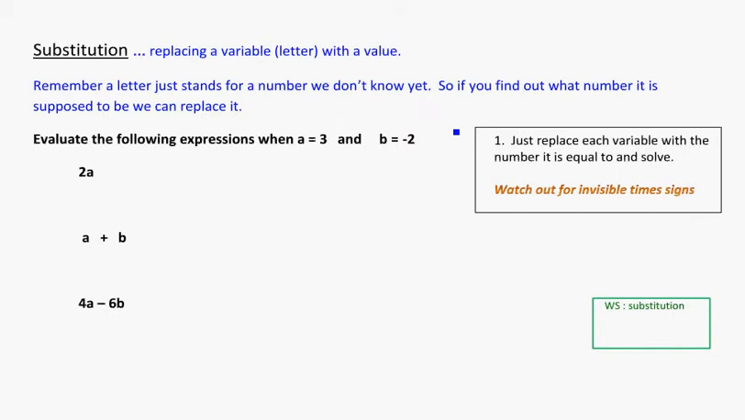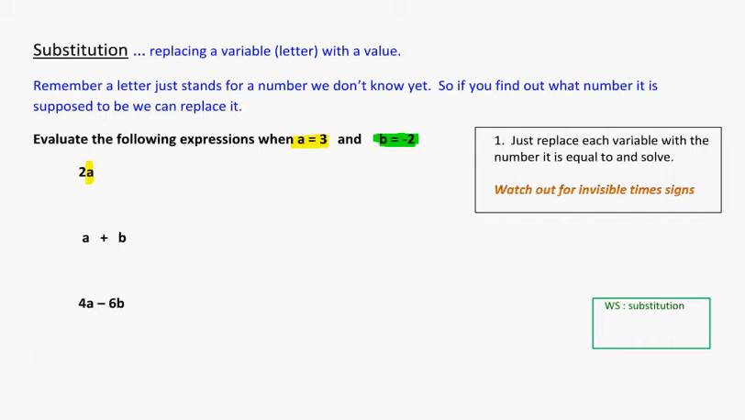So remember for algebra that our variables, our letters, are really just numbers we don't know yet. But if we tell you what it is, if we tell you what that letter is equal to, you can replace it. So looking at this example, I'm going to ask you to evaluate the following expressions, these little statements here, when we know that a is equal to 3 and that b is equal to -2. So a is equal to 3.